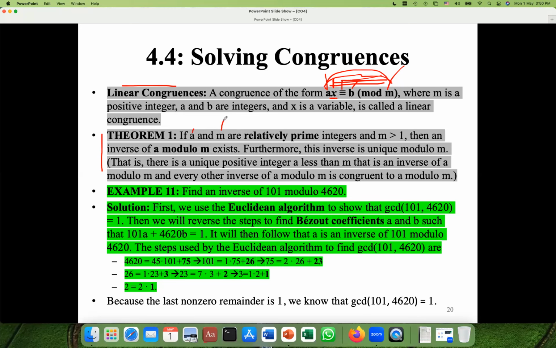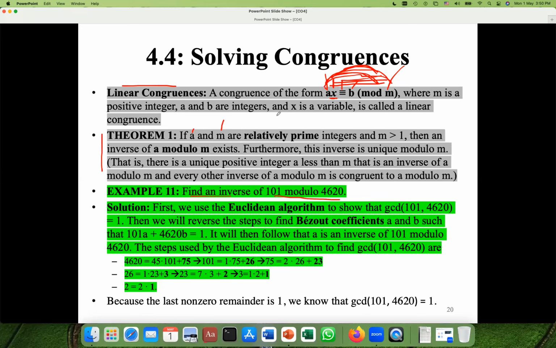Now we are going towards another topic, how we can find an inverse of a congruence. How we can find an inverse, for example, if some congruence is given to us. So if A and M are relatively prime, for example, you can see this question: find an inverse of 101 modulo 4620. And here it is A and here it is M.